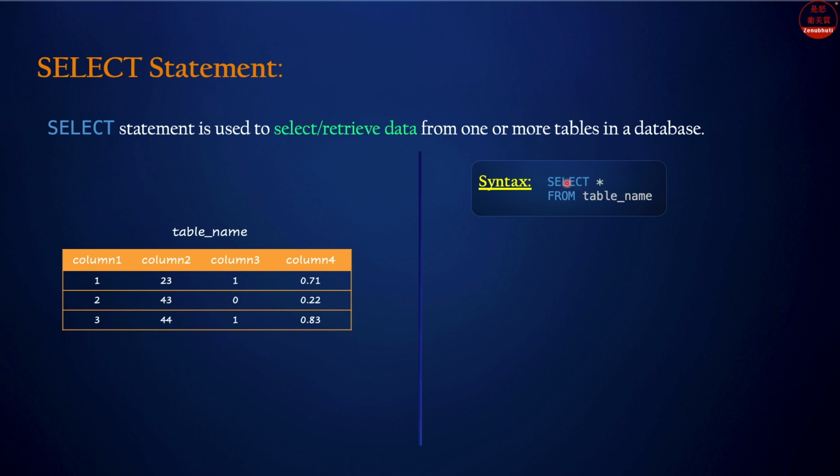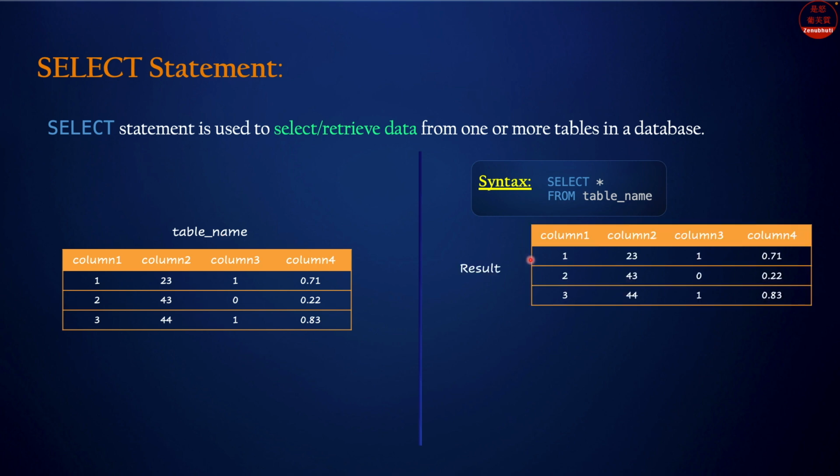So you are saying here select all the columns: column 1, column 2, column 3, and column 4 from table name. So what will be the result here? Let's see. In the results, it will print all the records for column 1, column 2, column 3, and column 4. What happens if you want to have only, let's say, the first two columns? How will you do that?